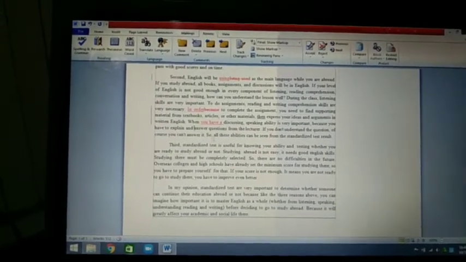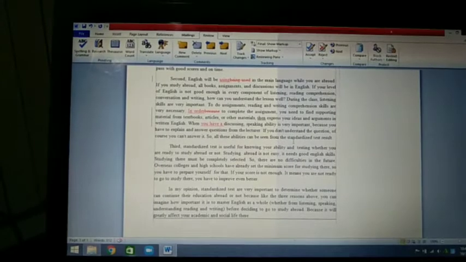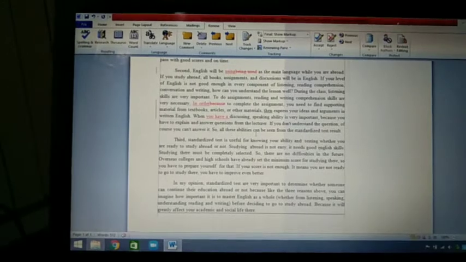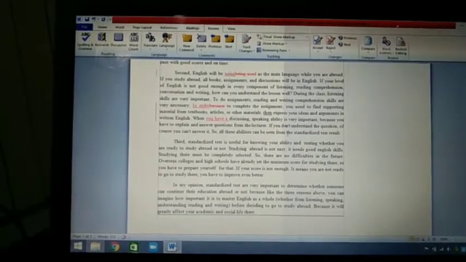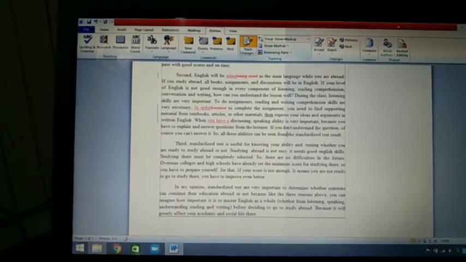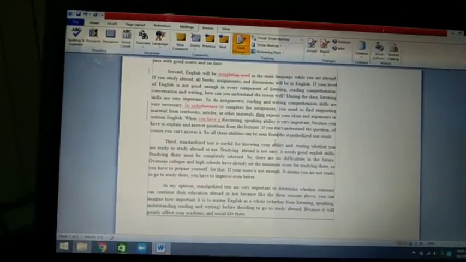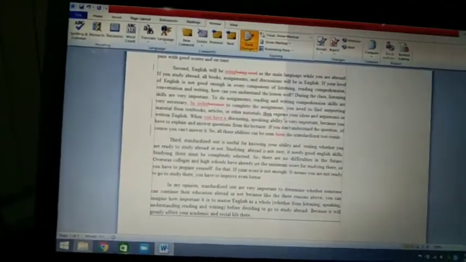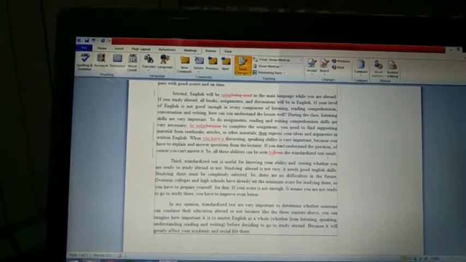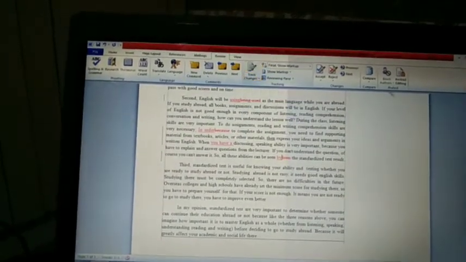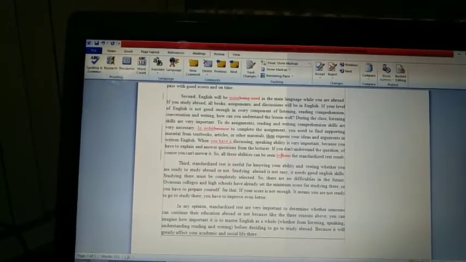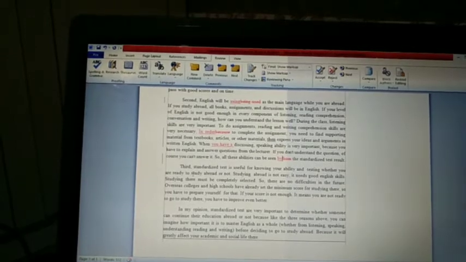Okay, so all these abilities can be seen from the standardized test result. We should use by instead of from. So all these abilities can be seen by the standardized test result. Okay. Third, standardized test is useful for knowing your ability and testing whether you are ready to study abroad or not.